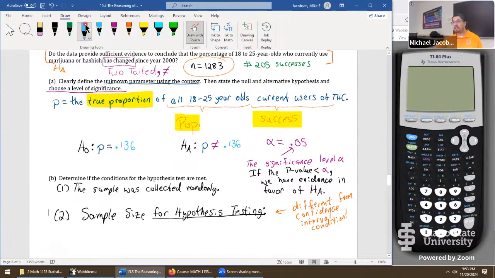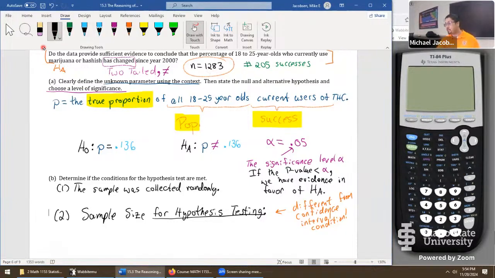The reason it feels that way is because hypothesis testing is a different kind of logic. We assume immediately the null hypothesis is true now. So in the year 2024, the amount of marijuana users is 0.136 or 13.6% for that age range, 18 to 25-year-olds. So we made that assumption immediately if we're doing a hypothesis test. Now we look at our sample size. The expected successes and expected failures has to exceed 10 on both sides.